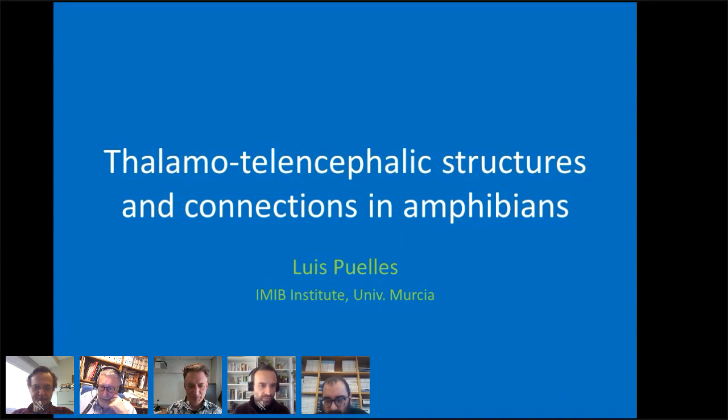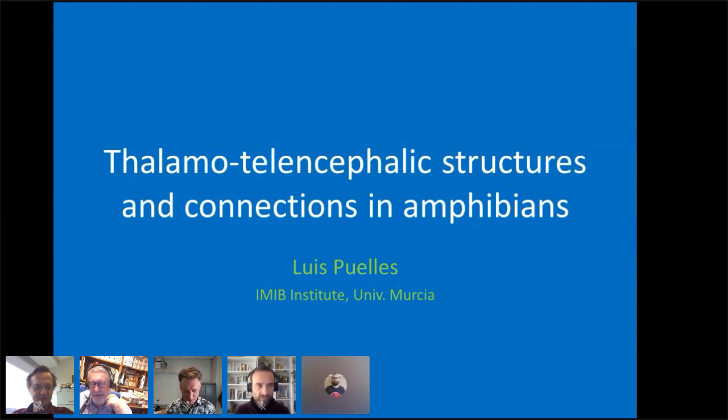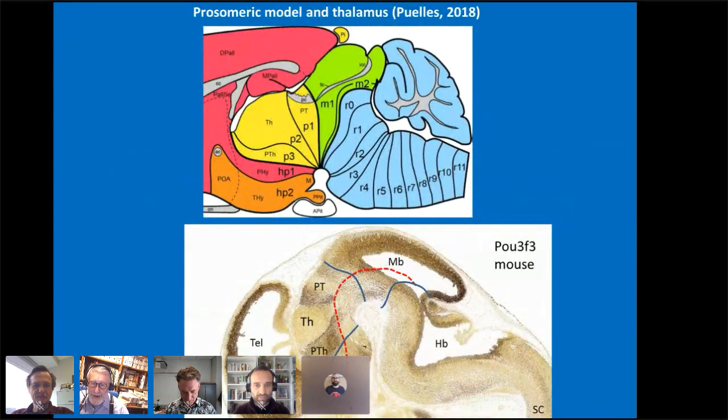The title maybe is a bit exaggerated, but I wanted to touch the thalamus. I wanted to touch a little bit on the possible targets of thalamic connections in the telencephalon. And maybe I will also talk a little bit about animals which are not amphibians.